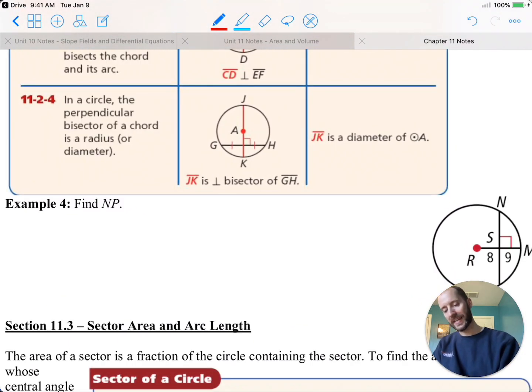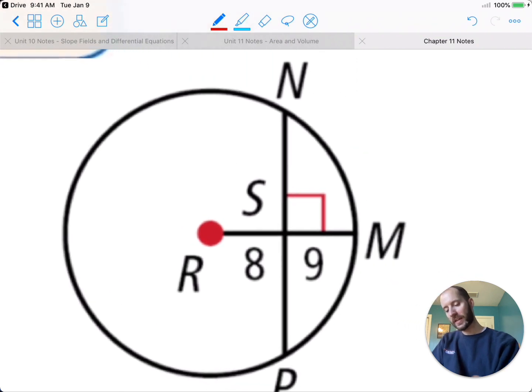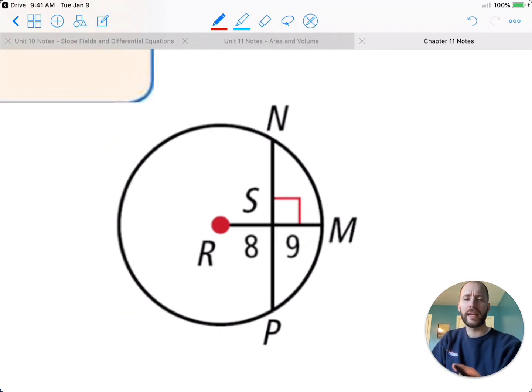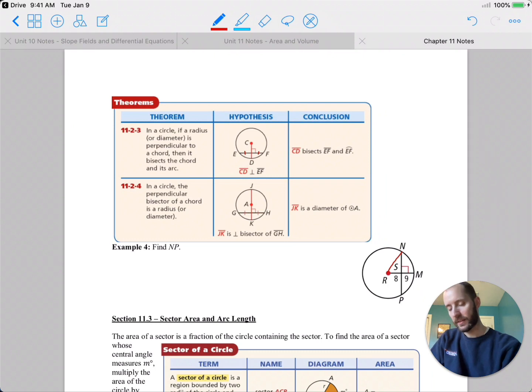So example 4, find NP. Take a look at this. My advice to find NP is you're going to need to add another line segment into this circle. So take a moment to think, what other line segment could you add into it? A line segment that you would know the measure of, or the length of. And in a circle, every radius is congruent to every other radius. So RN is a radius, it would be congruent to any other radius in the circle. So take a look at those examples. Check your work with my completed notes online.